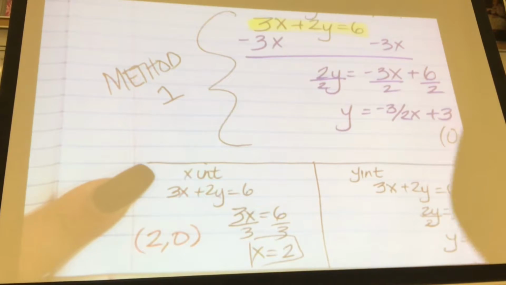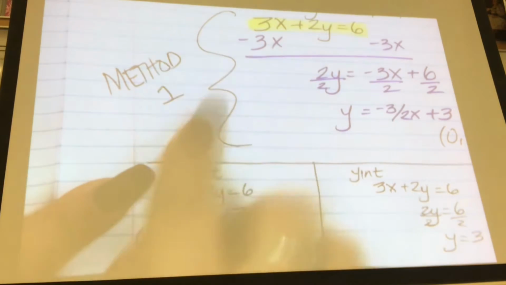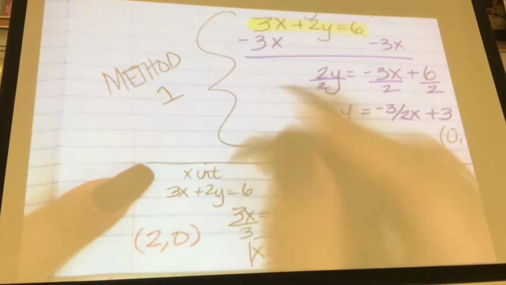This is method 1, and what we did down here is method 2.